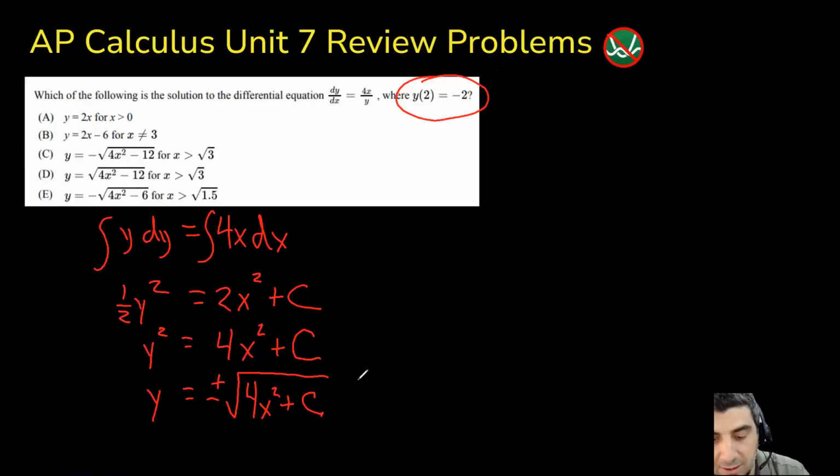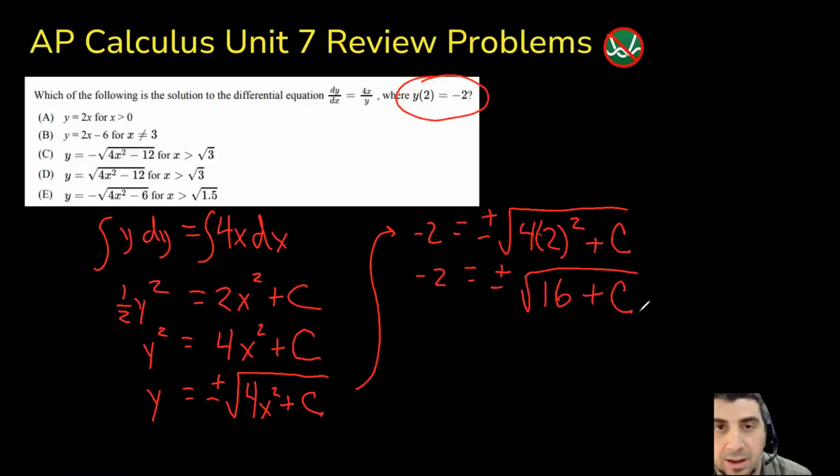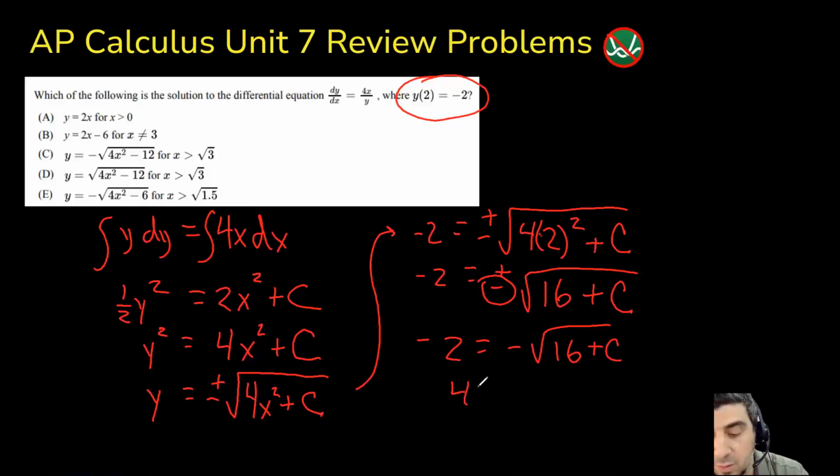So you substitute that in. -2 equals plus or minus the square root of 4 times 2 squared plus c. So -2 equals plus or minus the square root of 16 plus c. Now, to get the left side to equal -2, the right side has to be the negative root. So this is -2 equals negative root 16 plus c. Square both sides, you have 4 equals 16 plus c. Subtract, and you'd have c equals -12.